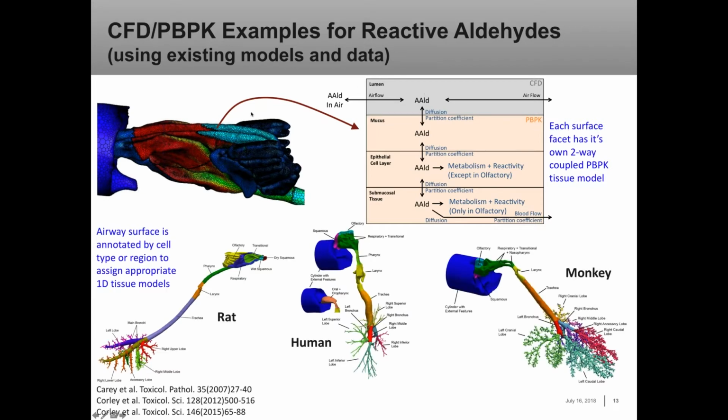Each of these PBPK models are on every single surface facet of the CFD model and annotated by specific cell type or region, whether it's squamous epithelium at the tip of the nose of the rat, to olfactory epithelium in the back of the nose, and various regions. And we've utilized existing data to map out cell distribution in the human as well as in the monkey for simulations. So these coupled CFD PBPK models have been used to derive estimates of prior studies where rats or monkeys are exposed to cigarette smoke and compare those to human measurements during the active breathing process for exposure to cigarette smoke containing several of these reactive aldehydes.